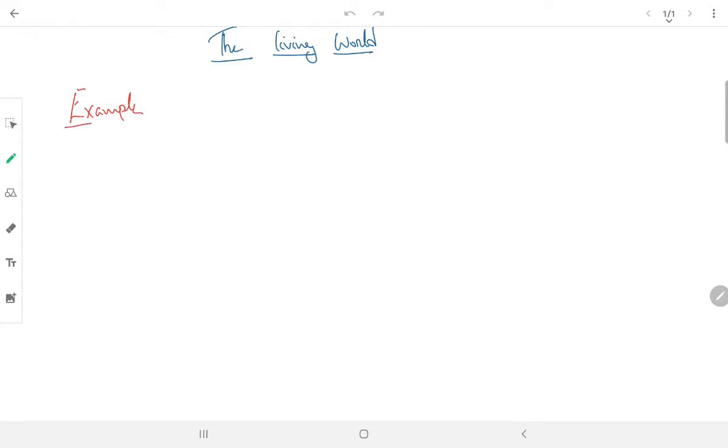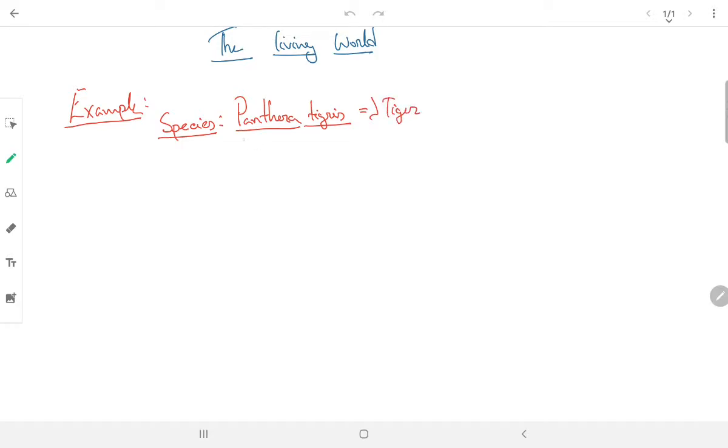What was our smallest category? Species, right? The smallest category was species. Let's take some different species. Suppose Panthera tigris. This is a species of tiger.